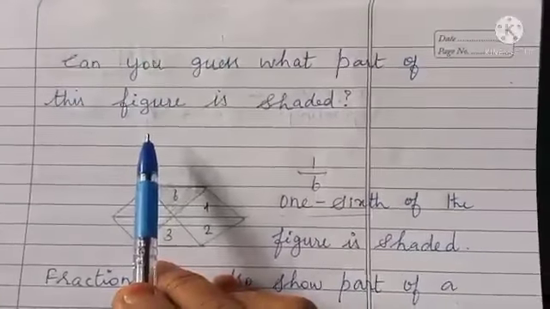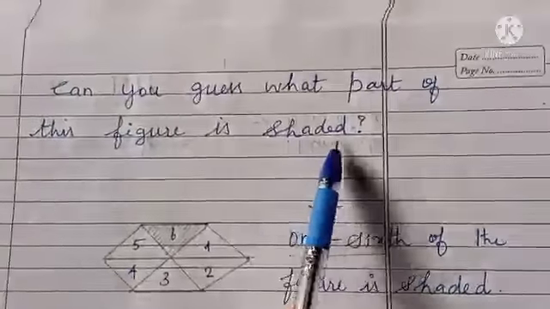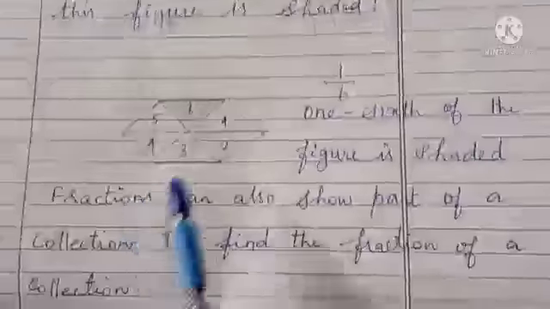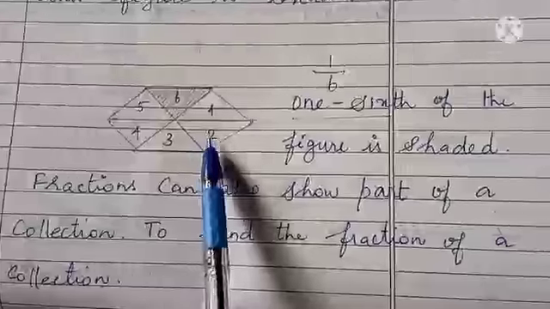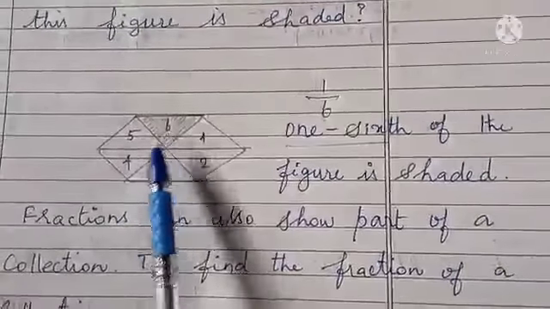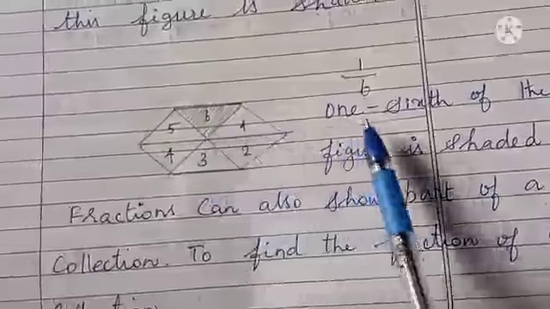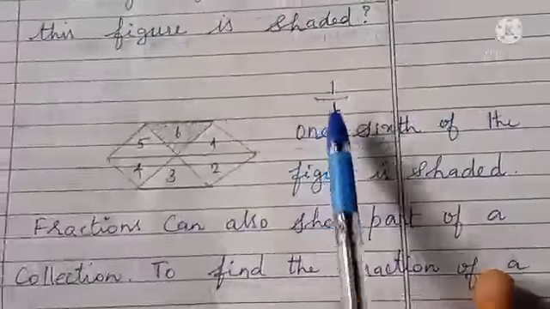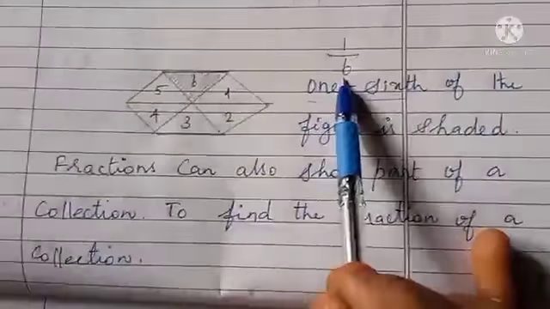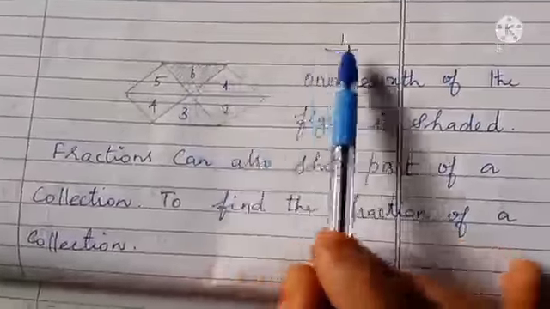Now we will see a picture based question. Can you guess what part of this figure is shaded? Shaded in the sense colored. Now we take this diagram which is divided into 6 equal parts: 1 2 3 4 5 6. In that only one part alone is colored. So 1/6 of the figure is shaded. How will you write the fraction? 1 by 6. 6 in the sense is the total number of parts, and 1 in the sense only one part alone is colored.